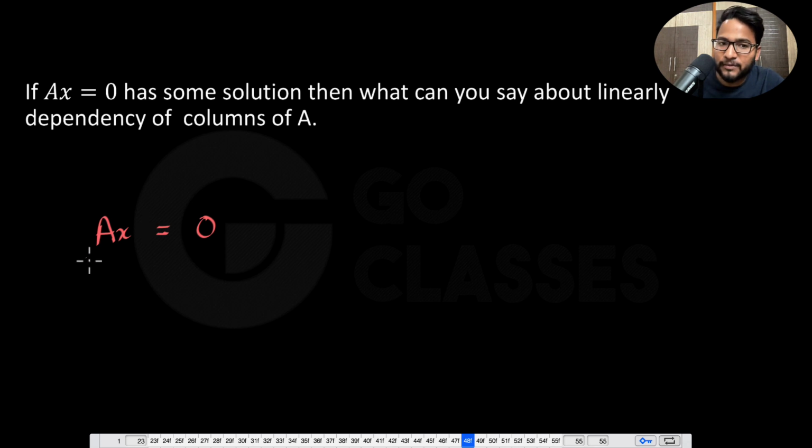See, this A here is a matrix, x here is a vector, and 0 also is a vector. Now they're asking, what can you say about the linear dependency of columns of A? So they're saying that Ax equal to 0 has some solution.